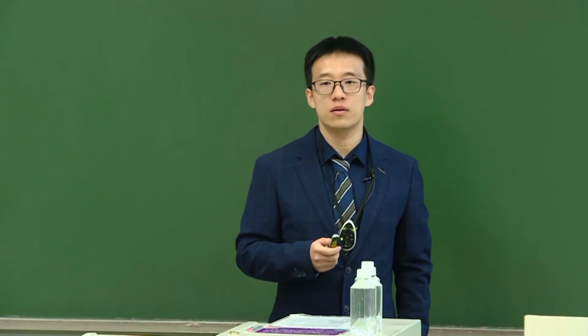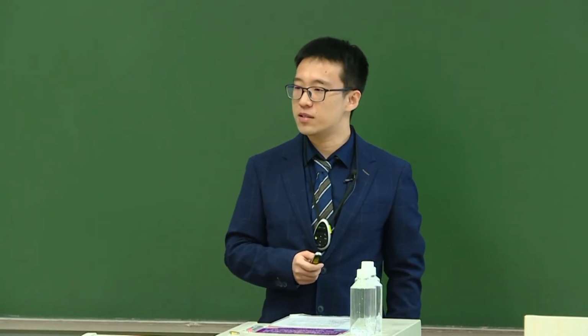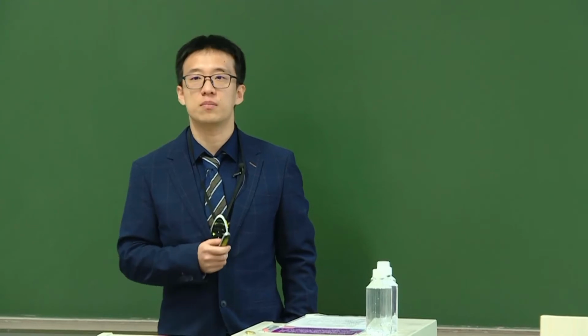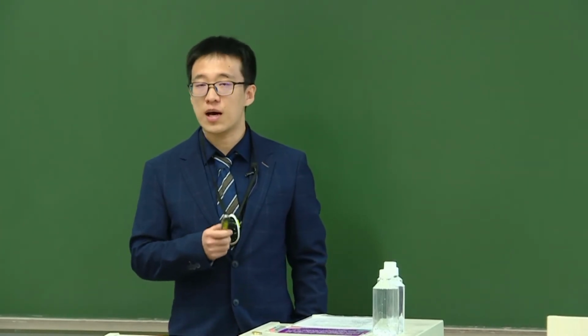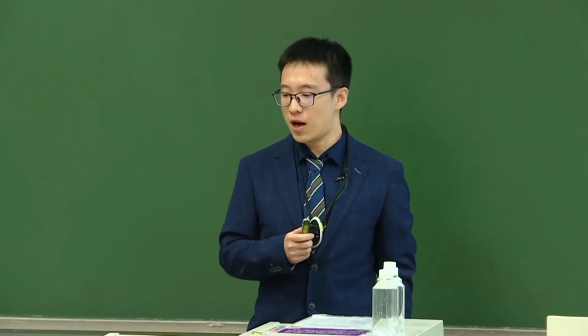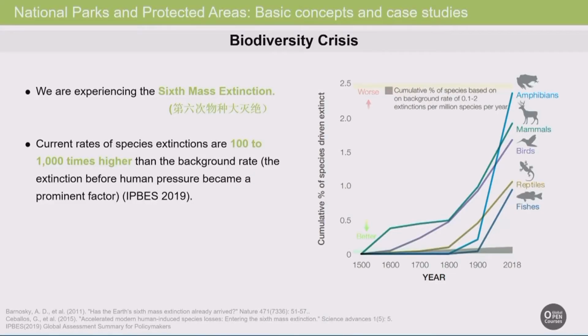Because of what human society has done in the industrial civilization, we are facing two crises. The first one is the biodiversity crisis. You may have heard that we are experiencing the sixth mass extinction. That means the current rates of species extinction are 100 to 1,000 times higher than the background rates. And this is mainly because of human activities. From the figure on the right, you can see that all types of species are threatened, including amphibians, mammals, birds, reptiles, and fishes.